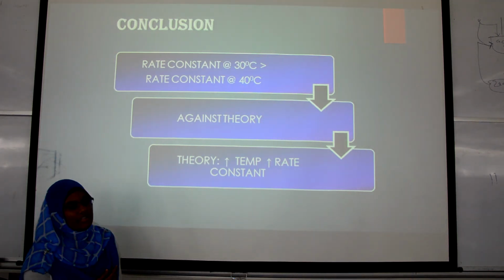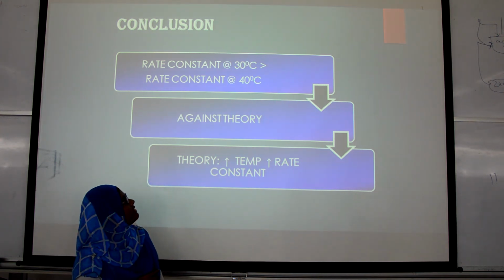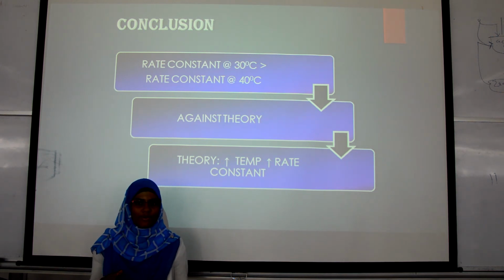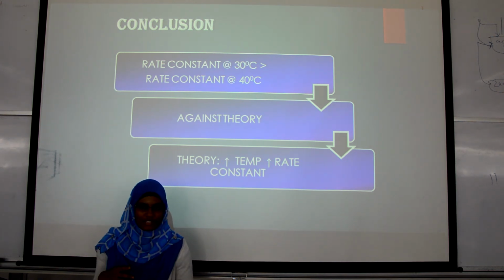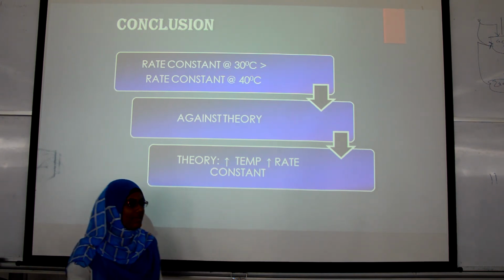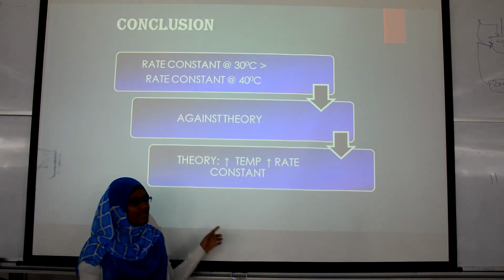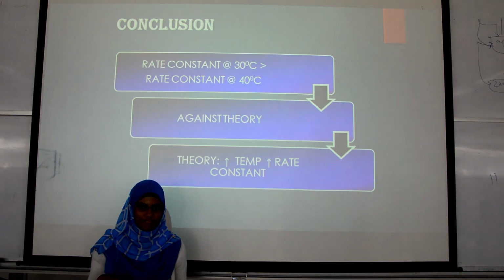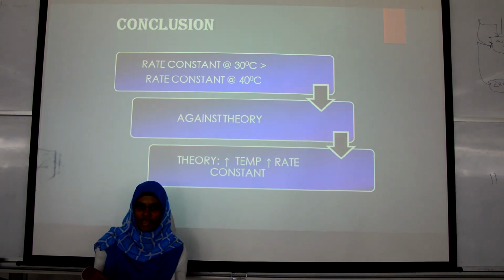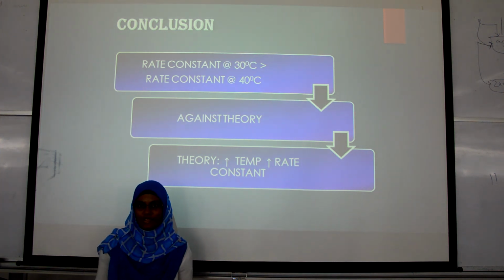So in conclusion, what we got is that the rate constant at 30 degrees C is more than the rate constant at 40 degrees C. This is against the theory. However, we can conclude that the temperature actually affects the saponification process of ethyl acetate and sodium hydroxide. According to the theory, as the temperature increases, the rate constant should increase. However, we obtained otherwise, maybe because of the errors in the experiment, as my groupmate has told you earlier.